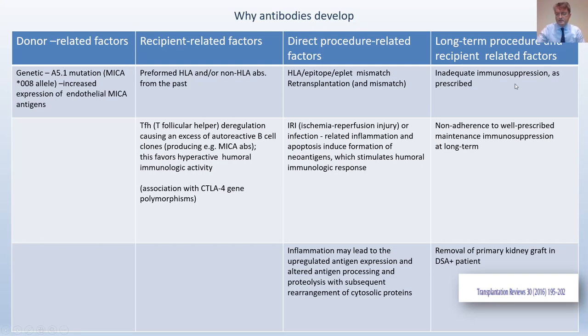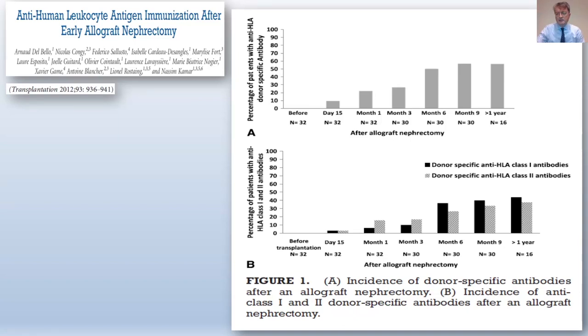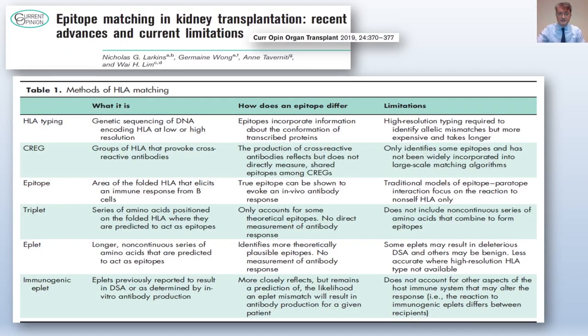For long-term factors, of course, there is inadequate, suboptimal immune suppression. We doctors can make a mistake and prescribe suboptimal immune suppression, but more often the immune suppression is well prescribed but it is not followed. So non-adherence in patients is one of the major factors which increases the risk of production of antibodies. And the last one is the removal of the primary lost kidney graft in a patient who was positive for production of DSAs. This removal is associated with an increase of the concentration, MFI, of antibodies in the circulation, because there is no longer a filter, which is the graft, that normally catches these antibodies, and removal is associated with a substantial increase of the numbers and MFI of antibodies in the circulation.